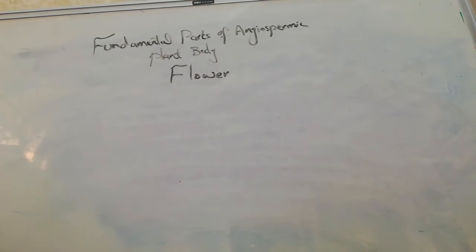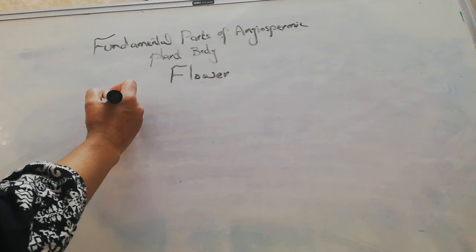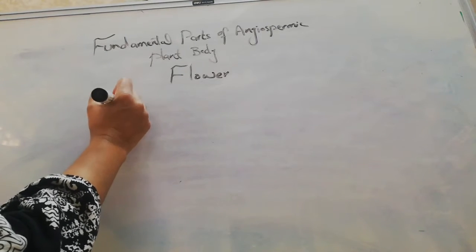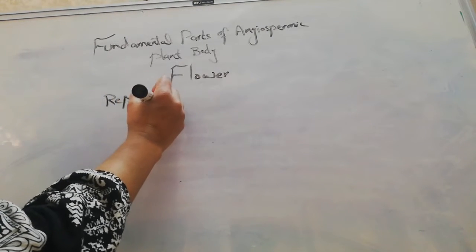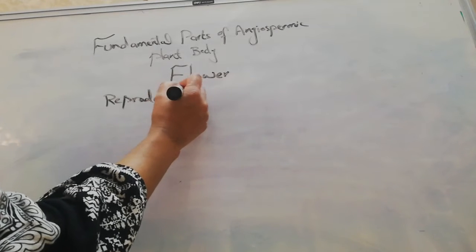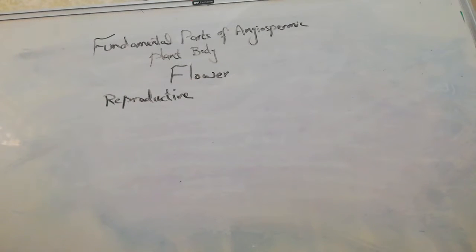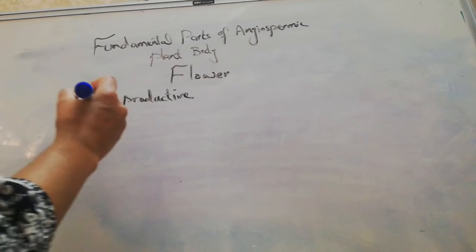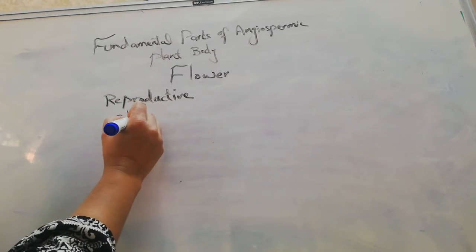Now we will discuss the reproductive appendages or lateral appendages, which are the reproductive ones. First we have discussed the lateral appendages. Now we will discuss the reproductive appendages that include stamens and pistil. First we will discuss the stamens.